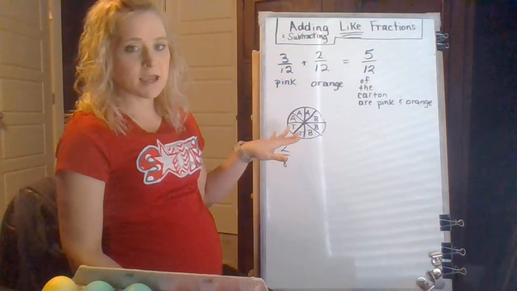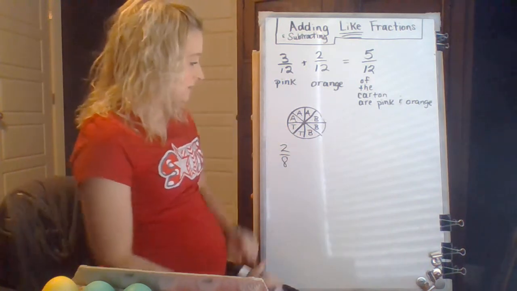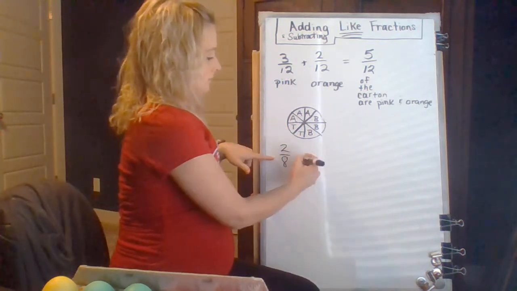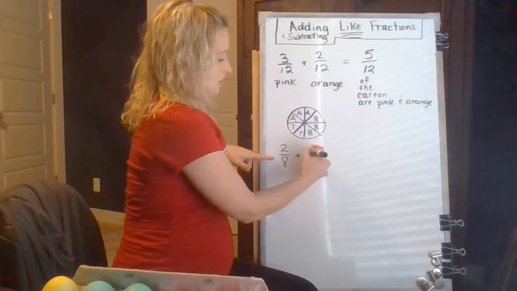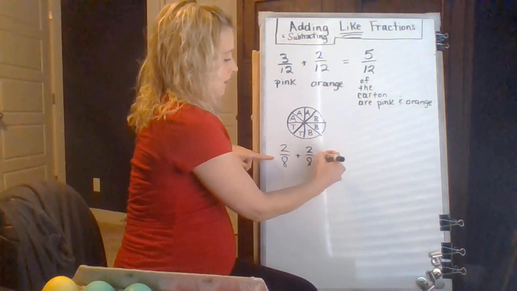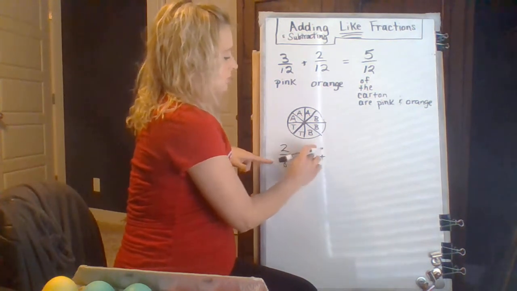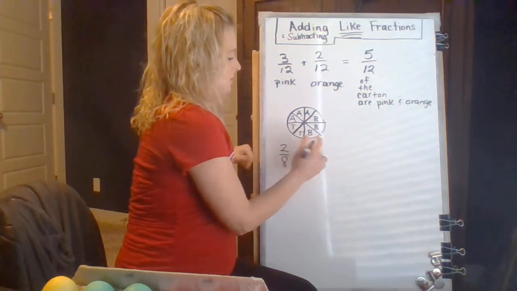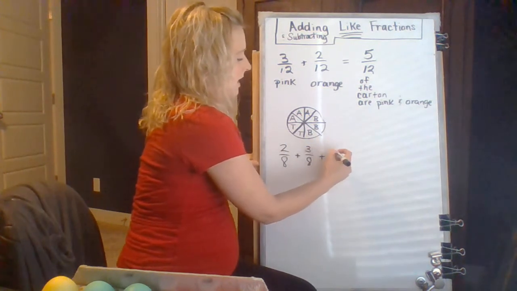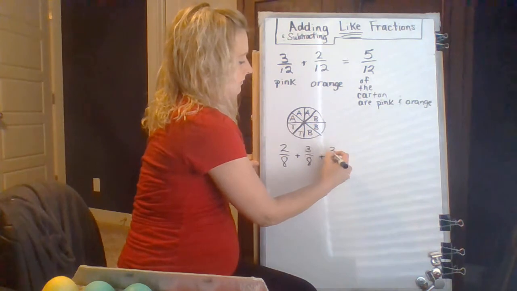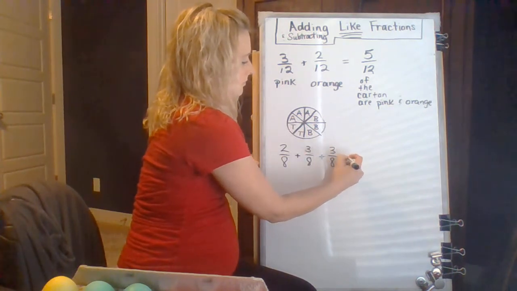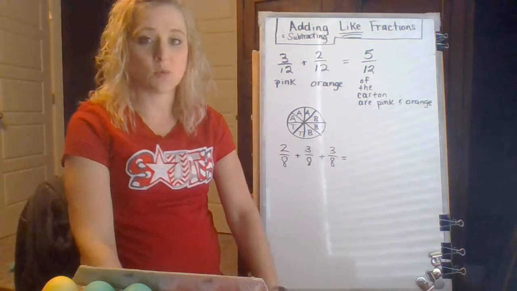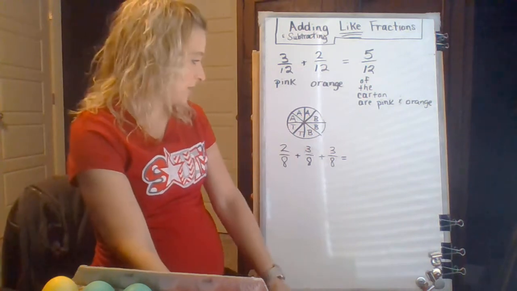Okay? So I'm kind of labeling how much each person ate. So I ate 2/8. Asher ate 3/8. Sorry. And Brandon ate 3/8. How much of the pizza did we eat all together?